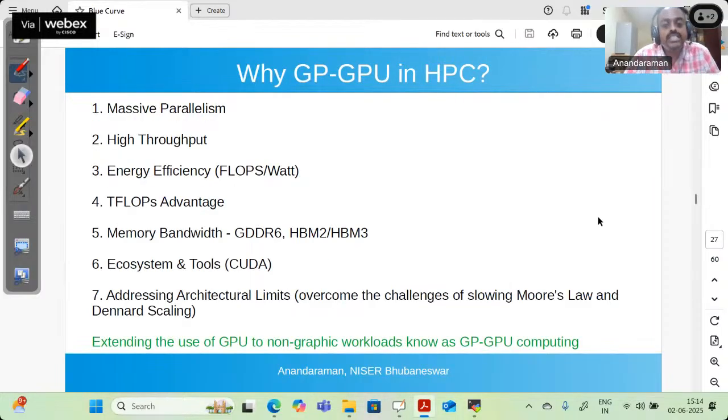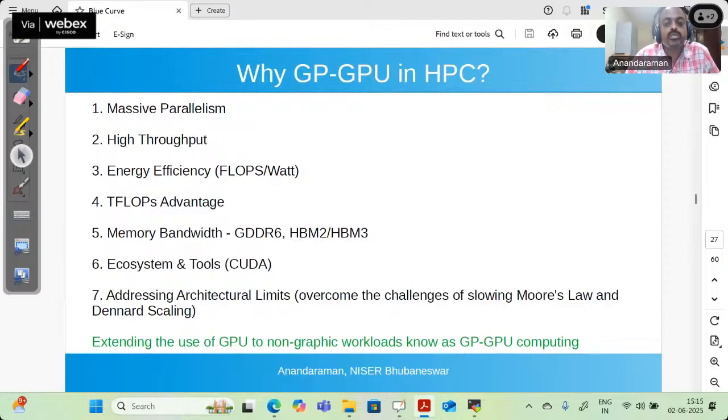Okay. What is GPGPU? GP is general purpose. Actually, GPU is only for graphics. It is the same graphics card, but some special units are added to the same GPU so that it can be used for general purpose. General purpose GPU. Okay.